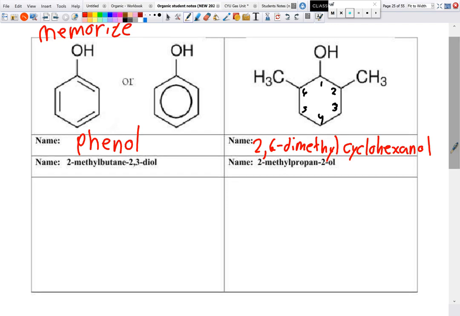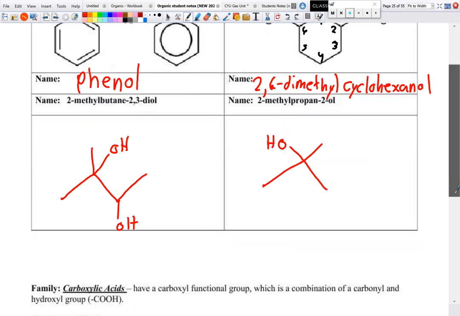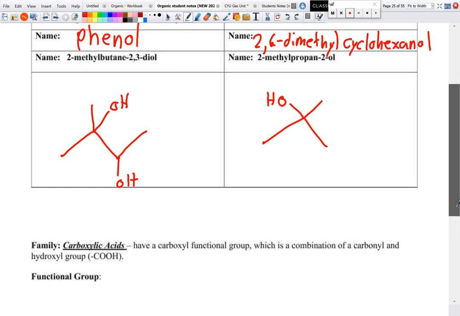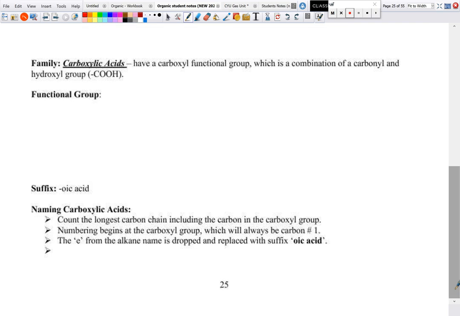All right, now as for the next 2, same thing, just pause the video, draw them out, and I'm going to put the answers up in 3 seconds. And that's what these will look like. So our 2-methylbutane-2,3-diol will look like this, and our 2-methylpropan-2-ol will look like that. All right, so those are the alcohols. So same thing, go into your workbooks and try some of those. If not, let's continue on with our carboxylic acids.